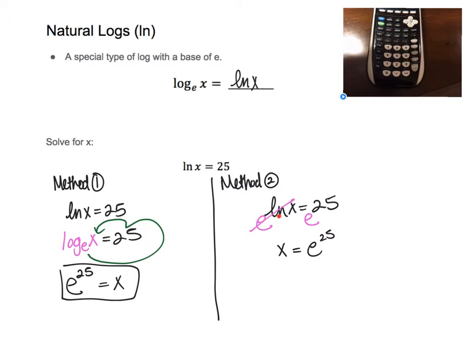What I did was I tried to cancel out that ln by using e on both sides to cancel out that ln, and then this side here I just had an e, right? So looks like this is my answer because x is by itself.